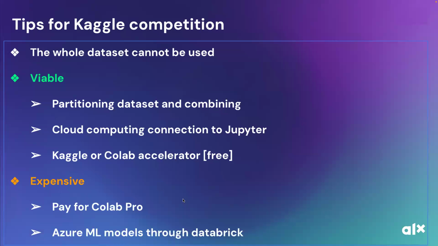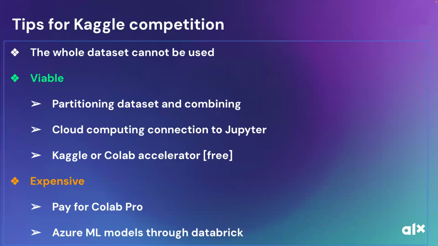So tips for Kaggle competition. First note, the whole data set cannot be used, right? Unless you're spending money, you will never be able to use the whole data set. Some viable options that we recommend for you. The first one is partition your data set and combining. So one of the methods that you can use, and you do need to start quite early with it, is when you're training, you've trained it on a subset, then keep training on multiple variations of that, and then eventually combining those models into one holistic model. It is a bit more tricky to implement, but it can be done.